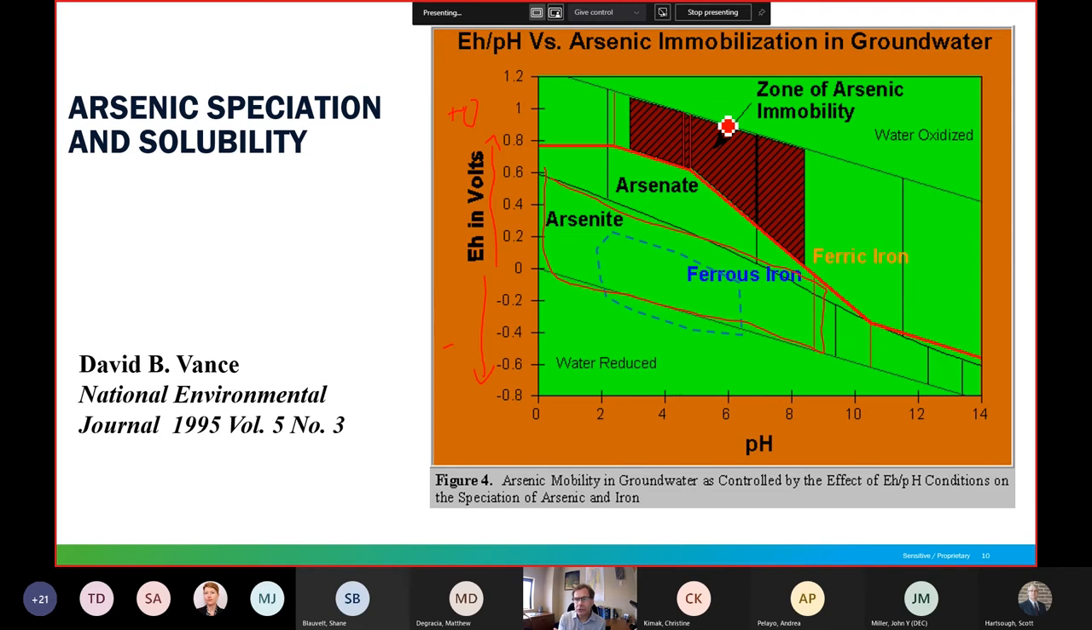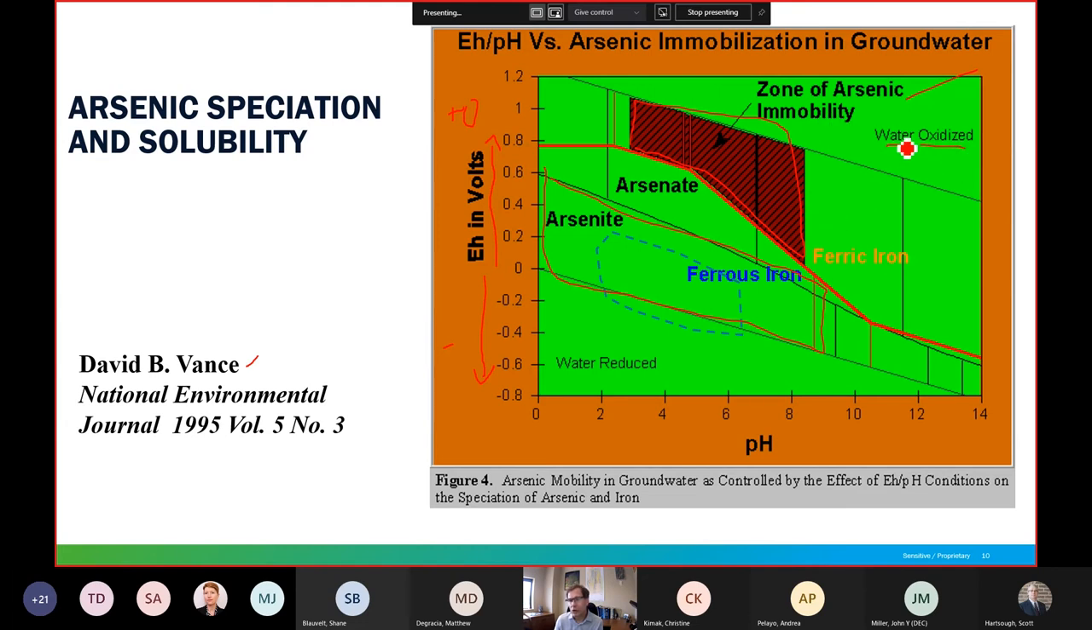Since arsenic is such a complex species, it really depends on where it lands on this EH-pH diagram in terms of mobility versus immobility. The dark polygon up here that you see, this is the zone of arsenic immobility. And this is a readily available paper on the internet, by the way, by David Vance, and it's published through the National Environmental Journal. And it really shows arsenic as it exists in an immobile phase for oxidized water.